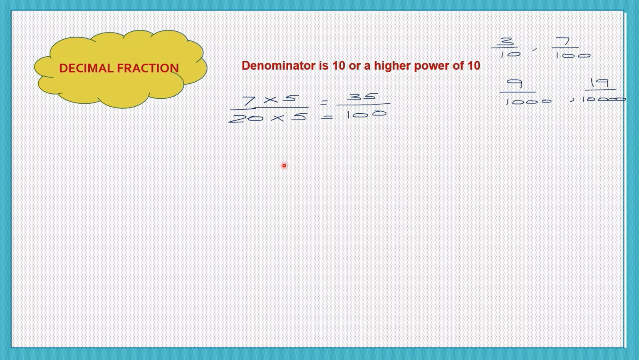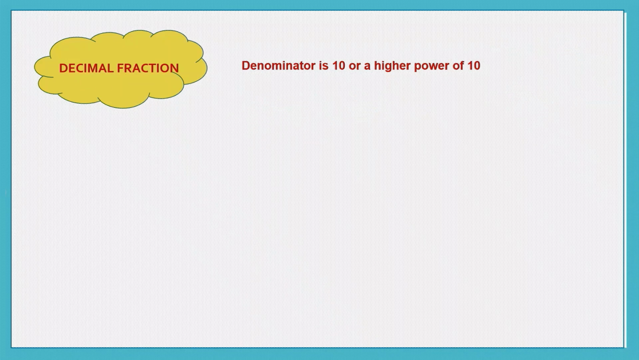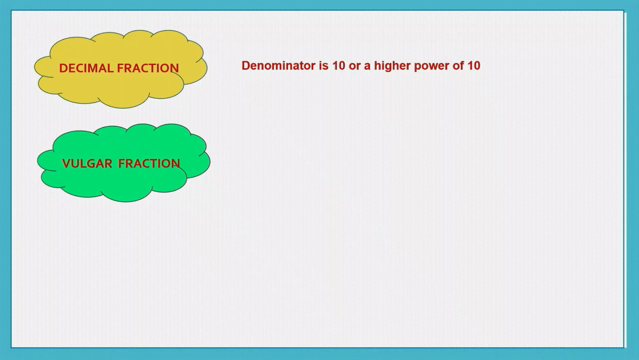That means if I have a fraction like this, 7 by 20, where 20 can be converted to a higher power of 10, then 7 by 20 is also called a decimal fraction. Then, what is a vulgar fraction? Any fraction whose denominator is not 10 or a higher power of 10 is called a vulgar fraction. Denominator is other than 10, 100, 1000, etc.